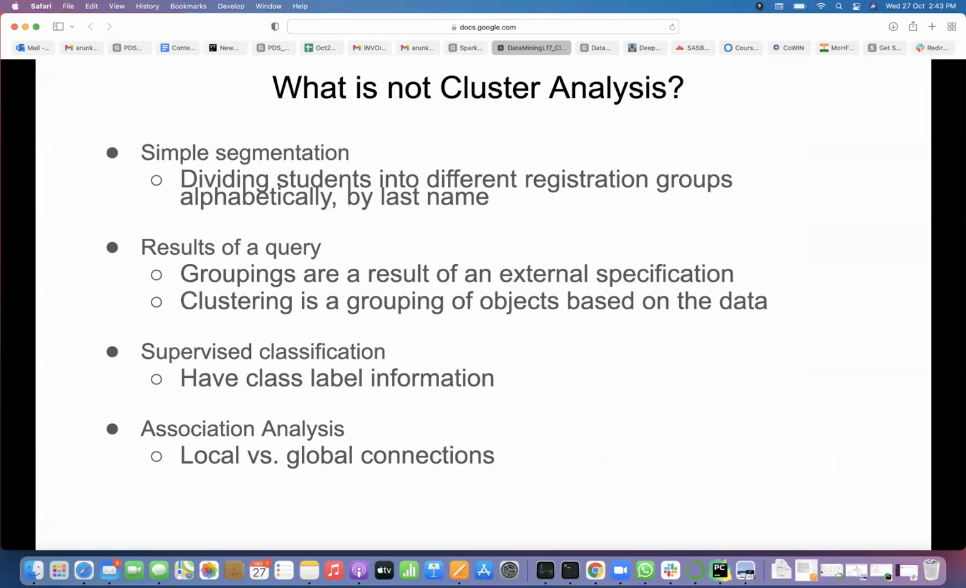What is not cluster analysis? Simple segmentation, dividing students into different registration groups alphabetically by last name. Why is it not clustering? Just using one attribute. Why is it not clustering? We are just using one attribute, that is the last name. One attribute also we can do clustering, right?